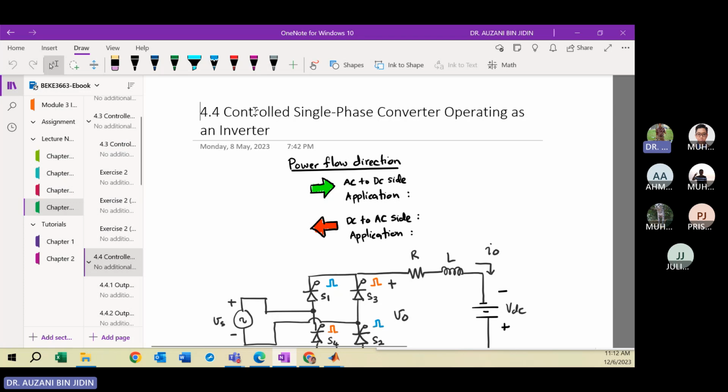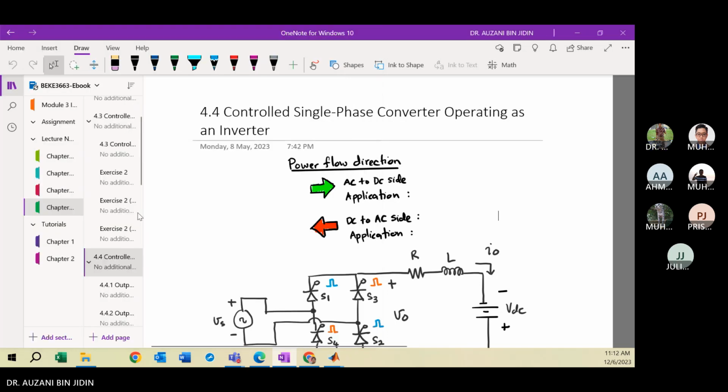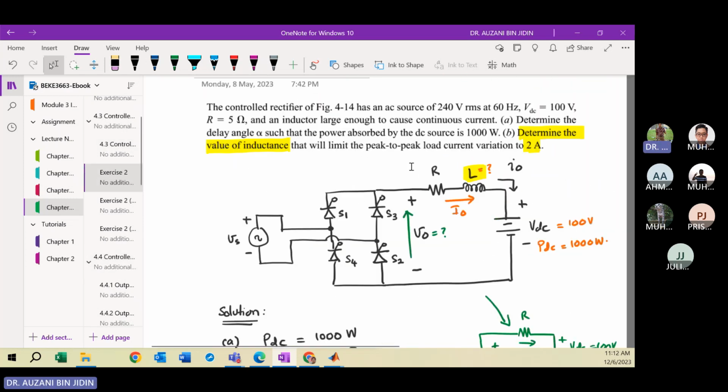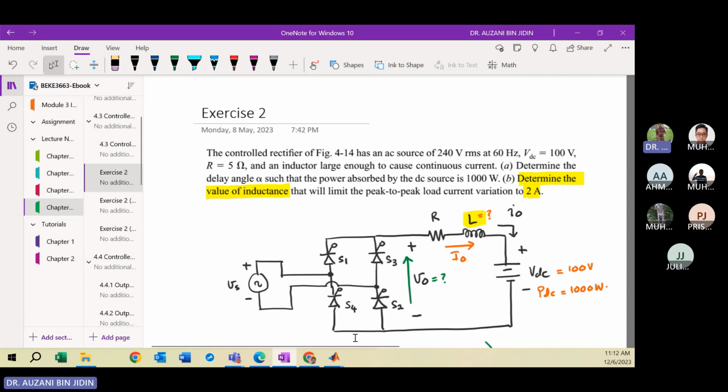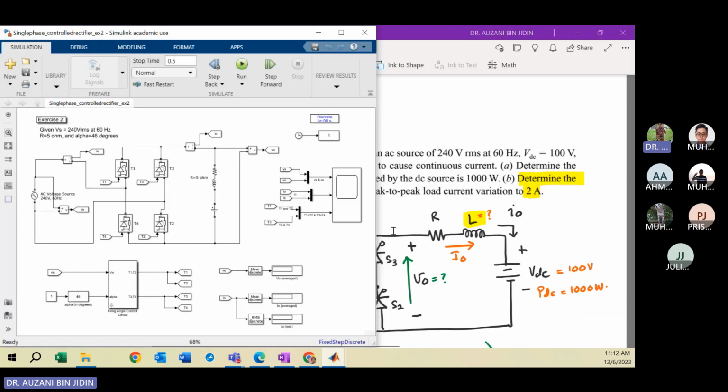Before we proceed to discuss the next section, let me demonstrate the simulation in order to verify the calculation in exercise 2. So for this exercise 2, we try to model the simulation.